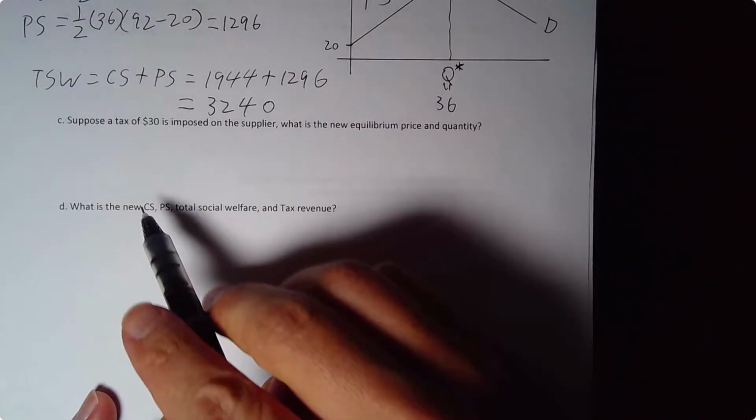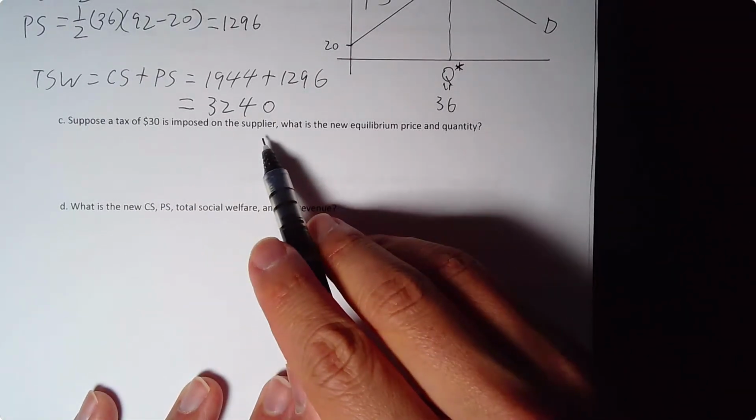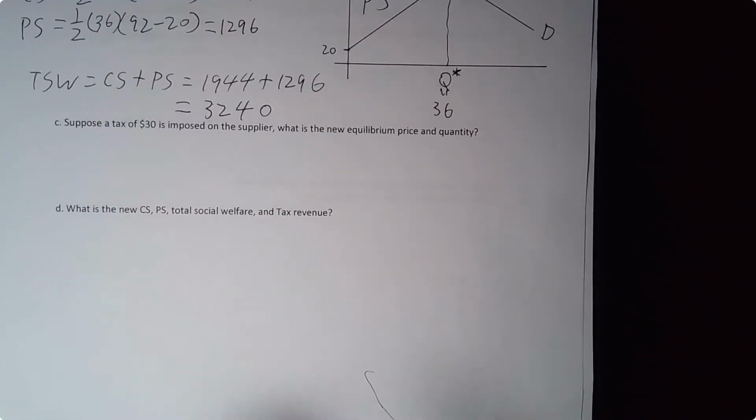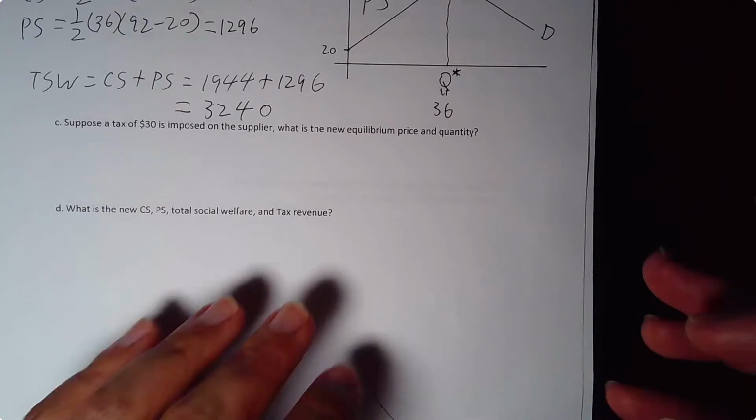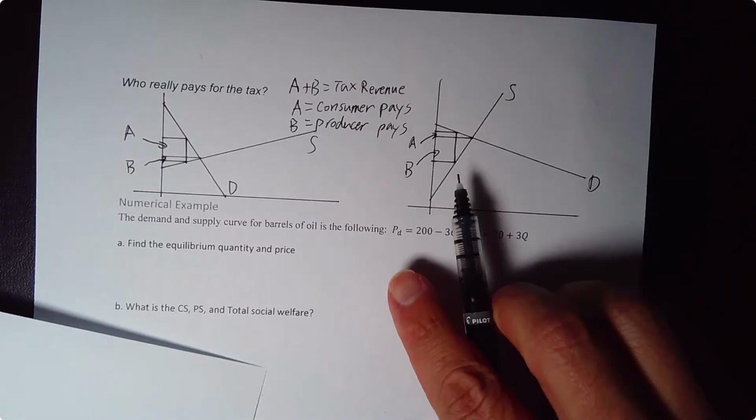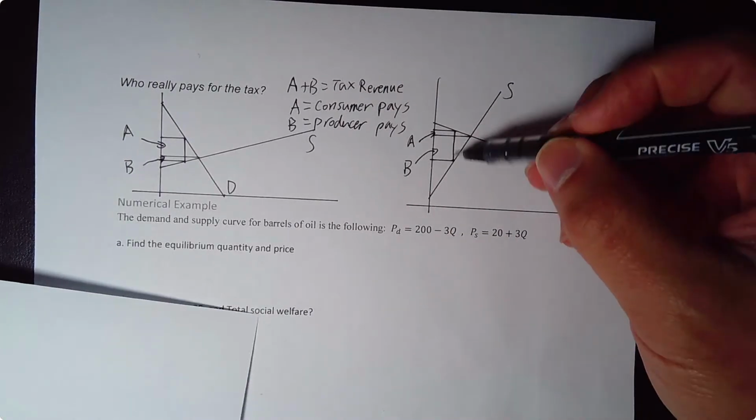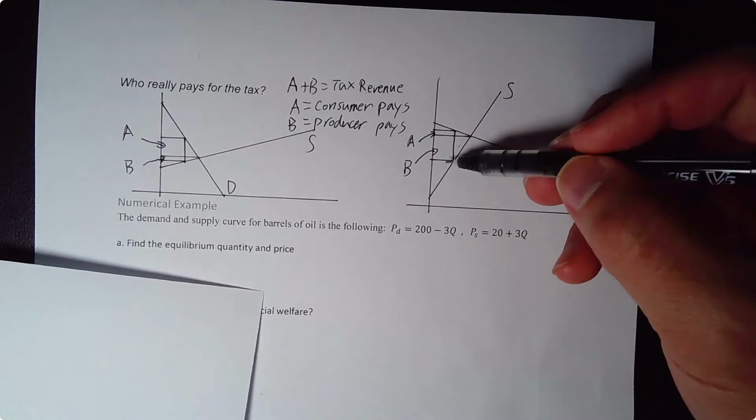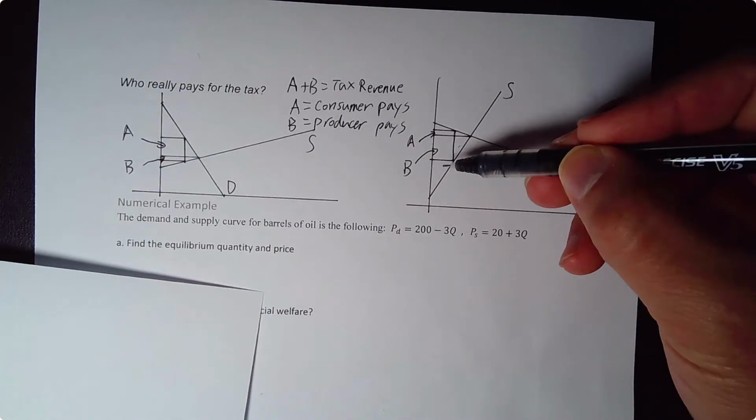Now, suppose a tax of $30 is imposed on the supplier. What is the new equilibrium price and quantity? Earlier, we used the wedge method. Here, let me show you. We used the wedge method to illustrate the effect of a tax. Now, this is convenient when we want to know who pays what, how much the consumer pays and how much the producer pays.